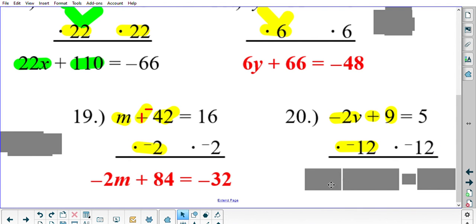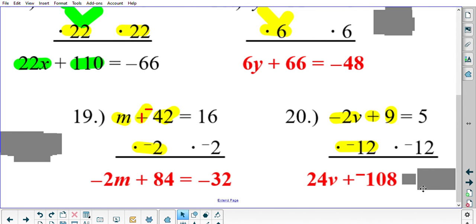Negative 12 times negative 2v is positive 24v. 9 times negative 12 is negative 108. Hopefully you brought the equal sign straight down. You probably should have done that first. 5 times negative 12 is negative 60. Please double check that you have the negative signs where they belong on both number 19 and number 20's answer.